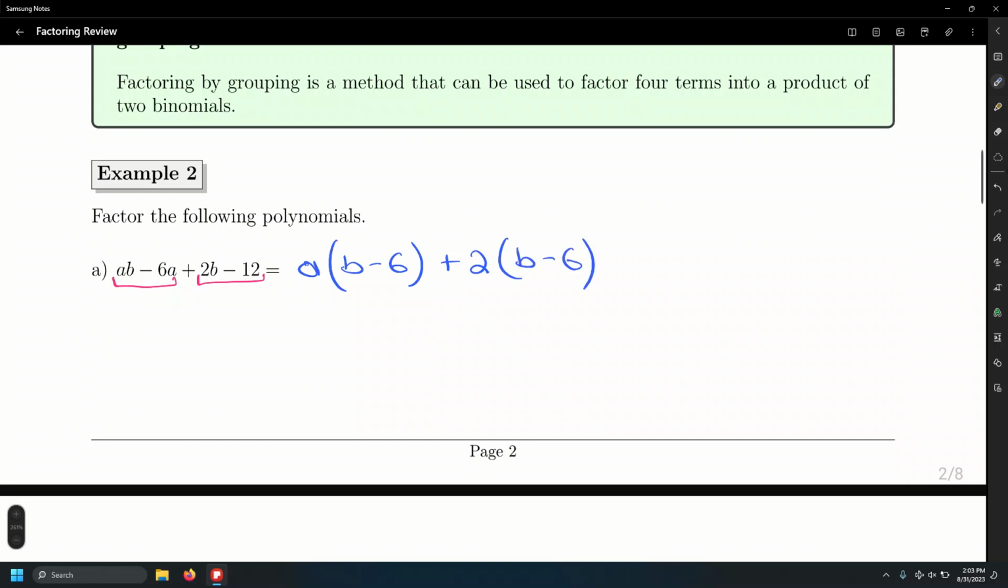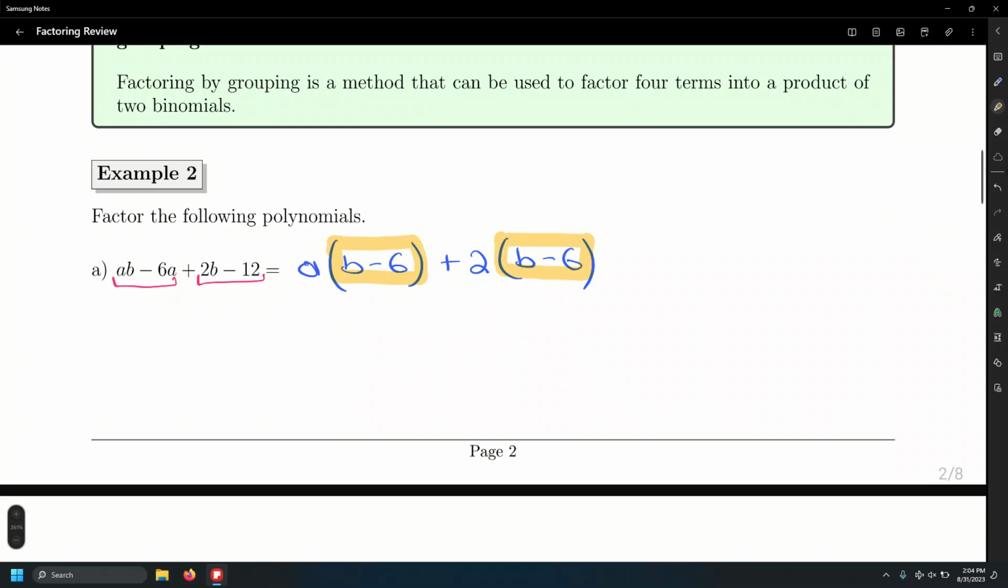Remember that kind of exercise that we did at the end of factoring the GCF? Remember how I told you these were going to prepare us for factor by grouping? Well, that's because, check this out, b minus 6 is another GCF. So this is what we do in a nutshell.